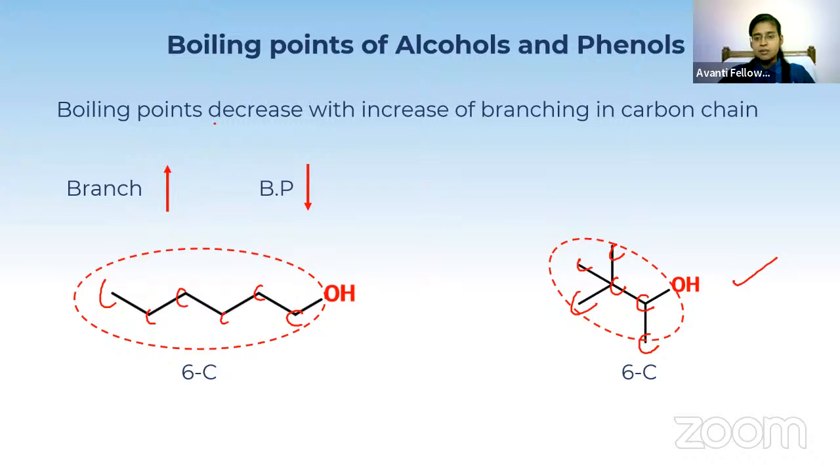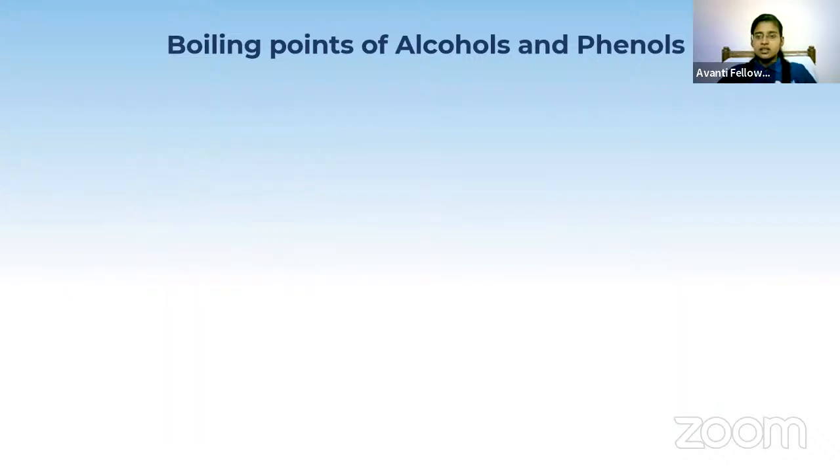So in this case, the branches are more, so the boiling point is very, very less. Okay. So the second compound has the low boiling point value. All right. So the first relation is, if the number of carbon atoms is more, boiling point is more. For isomers, if the branches are more, boiling point is less. Inversely proportional relationship. Okay. Next one.